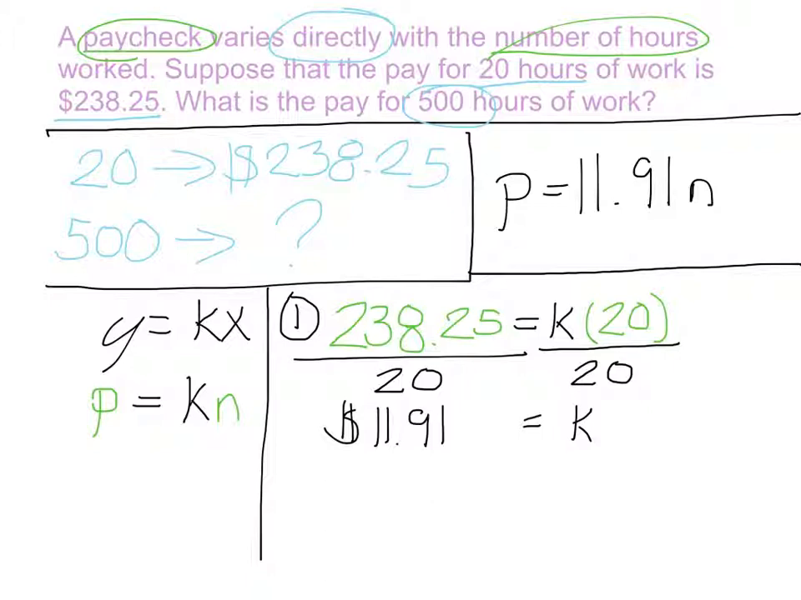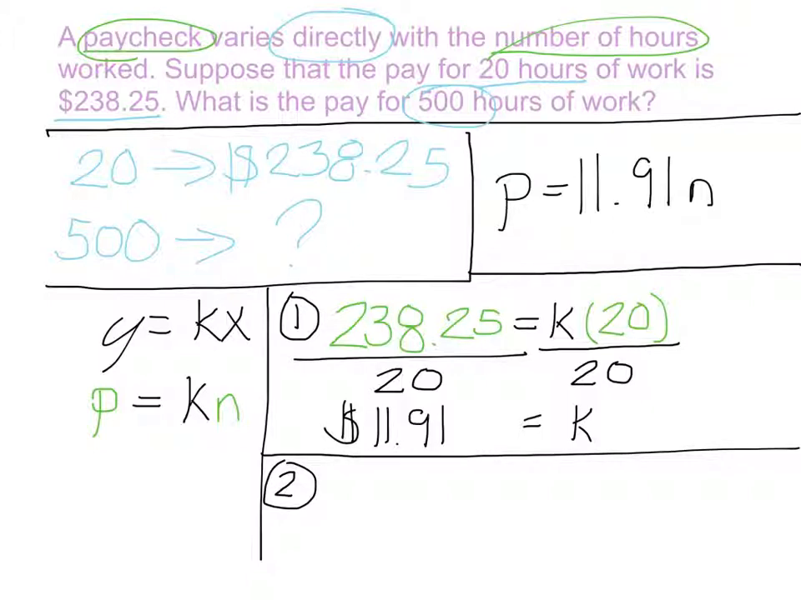But I might feel like I'm done right now, but I actually have a little bit more work to do, not too much. The real question is, what is the pay for 500 hours of work? So my first step was to find k and get this function. But now I need to find out the answer to the specific question that was being asked. So this is going to be my second step.